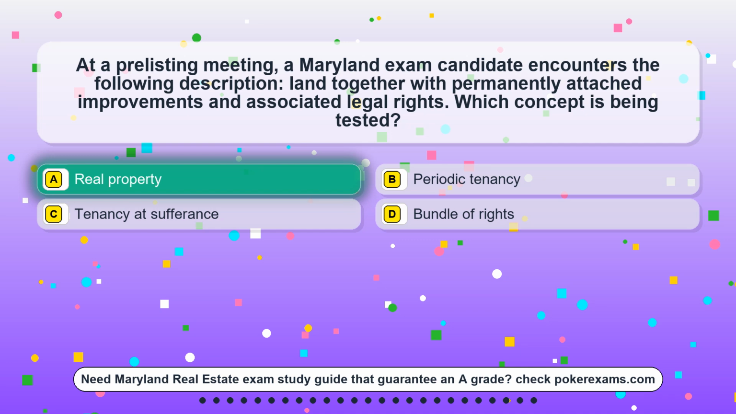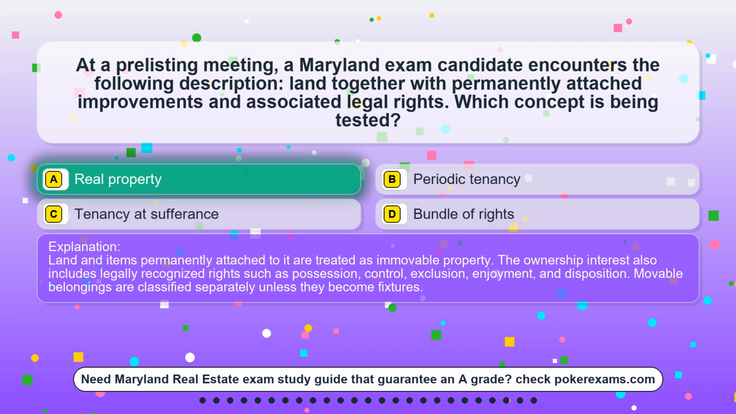The correct answer is option A, real property. Land and items permanently attached to it are treated as immovable property. The ownership interest also includes legally recognized rights such as possession, control, exclusion, enjoyment, and disposition. Movable belongings are classified separately unless they become fixtures.